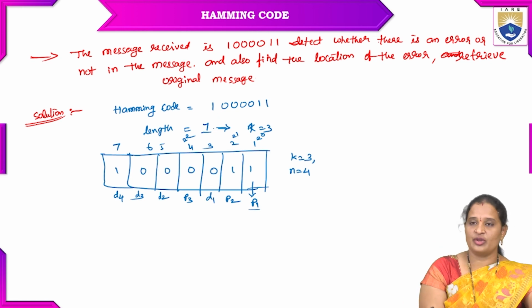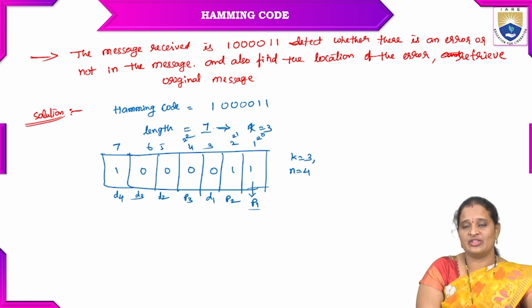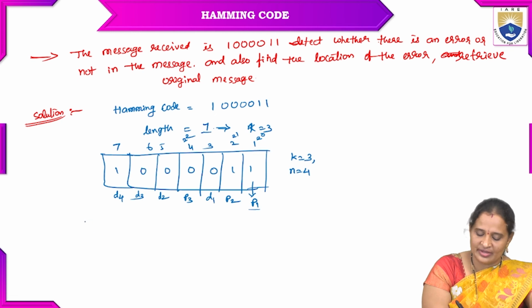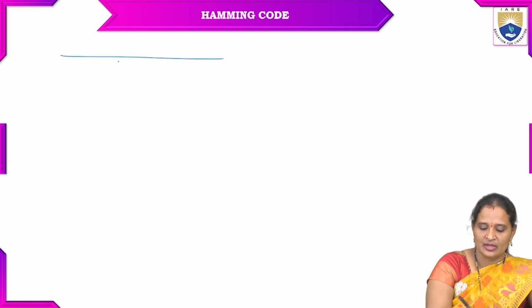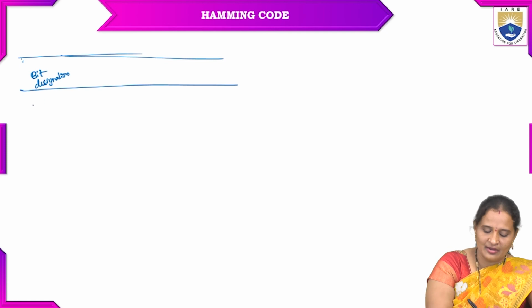So now we are going to find out whether there is an error or not. For that, we will be constructing a table again here: bit designation, bit value, and binary positions.